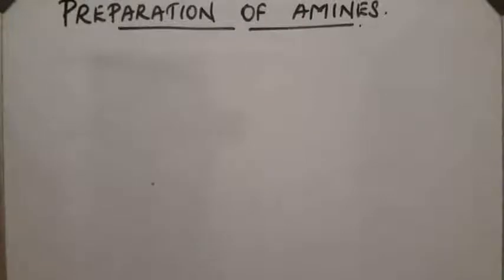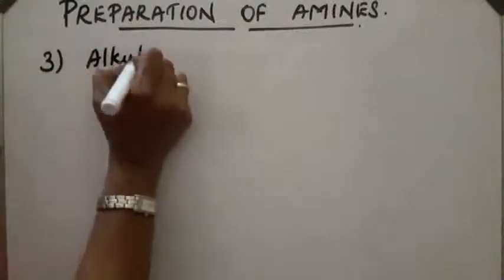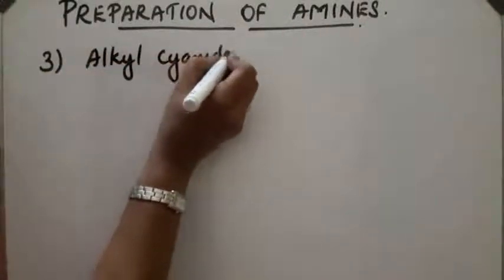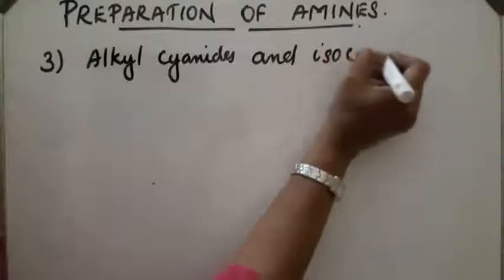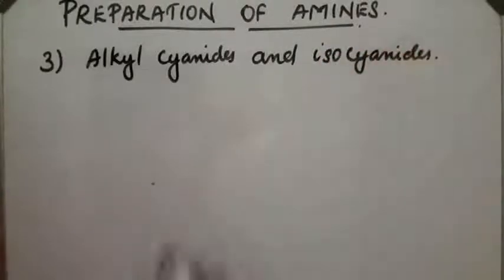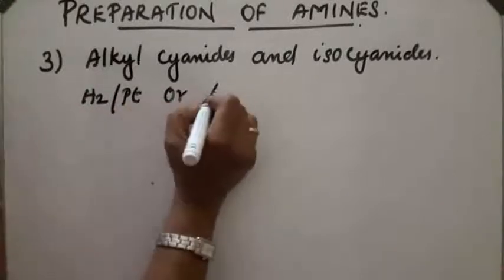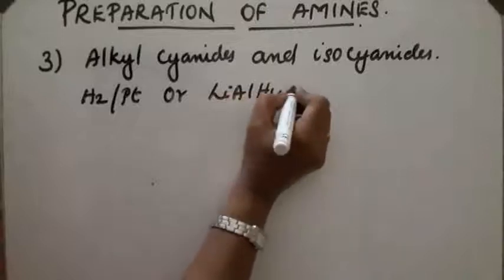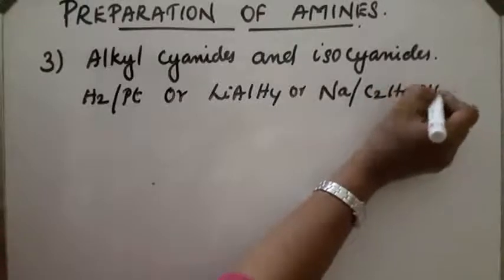Next reaction is from alkyl cyanides and isocyanides. Here also reduction takes place. The alkyl cyanide or isocyanide is reduced in the presence of hydrogen gas with platinum, or lithium aluminium hydride, or sodium in presence of ethanol. We can use any of these reagents.